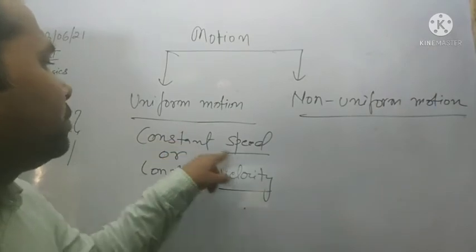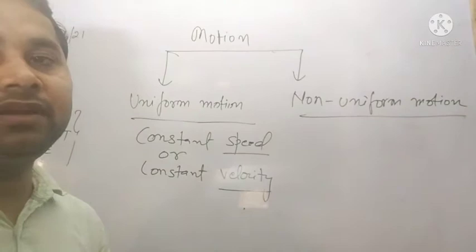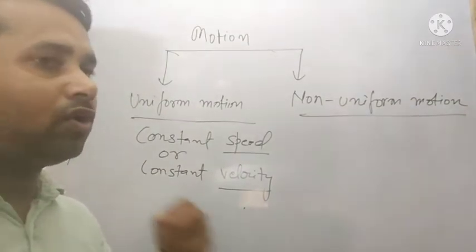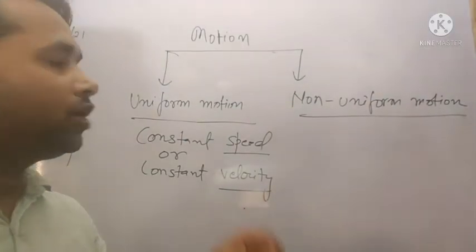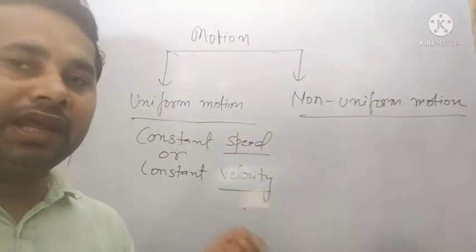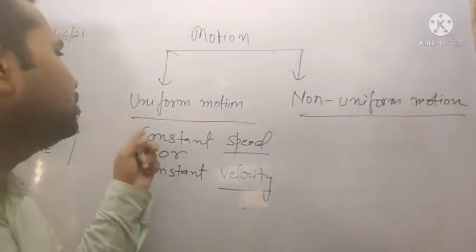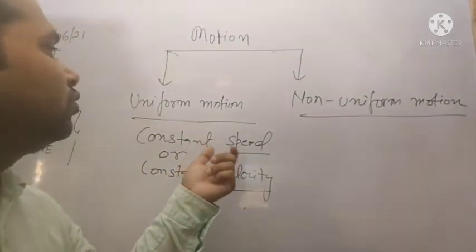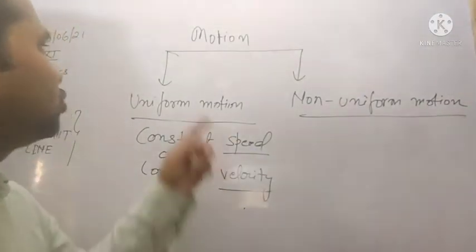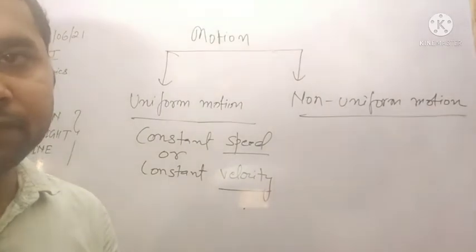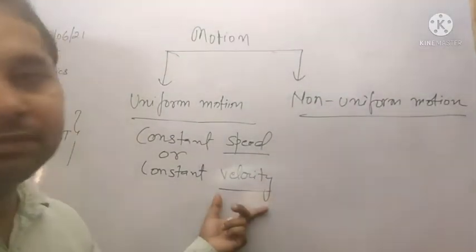So constant speed means if the body's speed is constant throughout the motion, it means the body covers equal distances in equal intervals of time, and the body's motion is called uniform speed. Yeah, body is said to be in uniform speed, या उसको बोल सकते हैं uniform motion भी बोल सकते हैं.